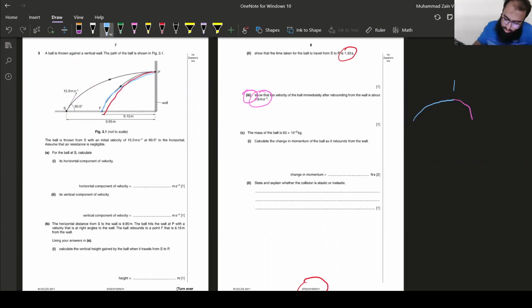So we know the time, we know the height. By using all these quantities, we can show that the velocity after rebound is supposed to be 4.6 meters per second. So that's how we'll do this. And then the change in momentum of the ball as it rebounds.